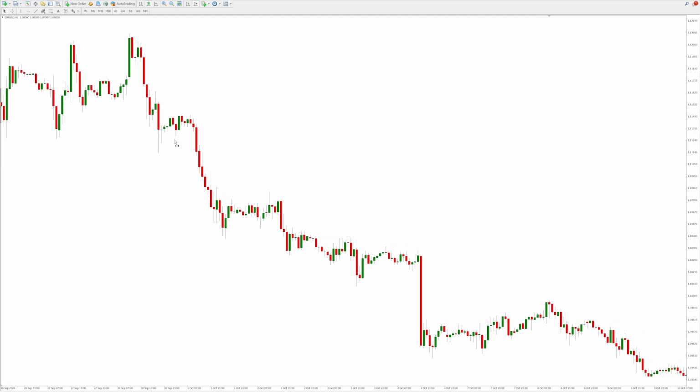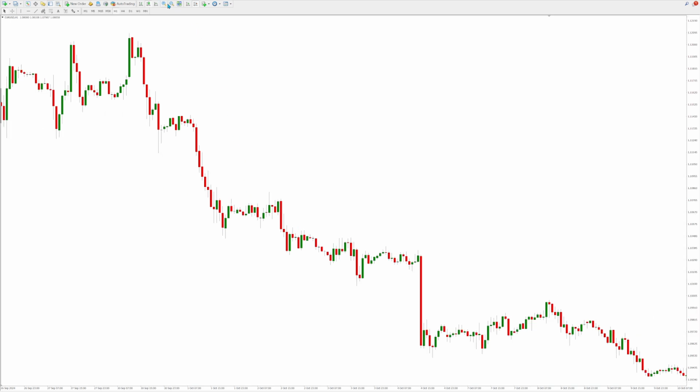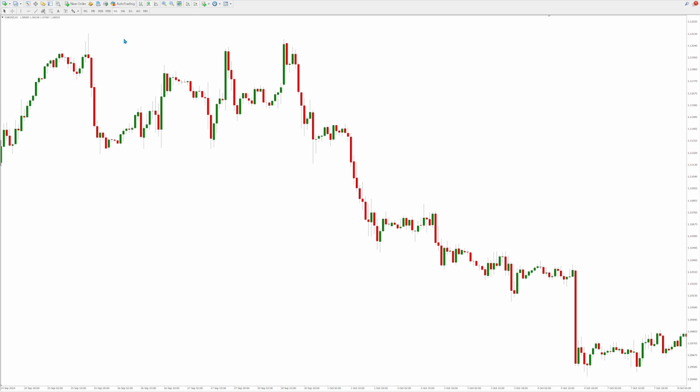In this video I'm going to show you how you can use this simple candlestick pattern to capture moves such as this one for around 300 pips. This is a Euro Dollar 1 hour chart, on the MT4 trading platform.